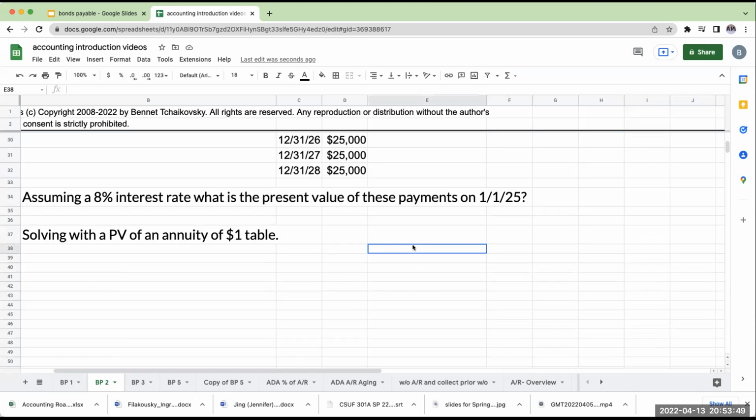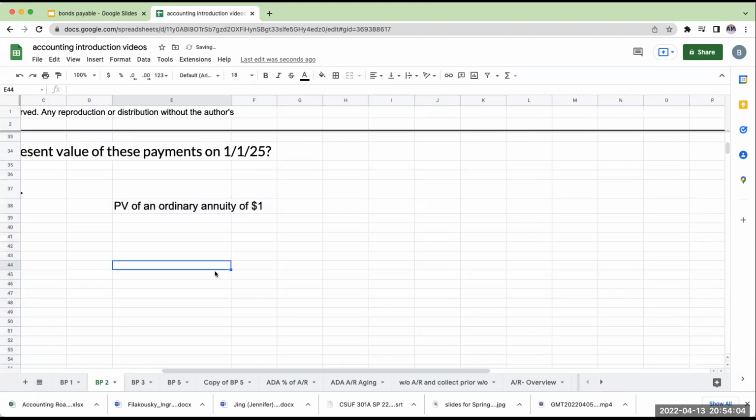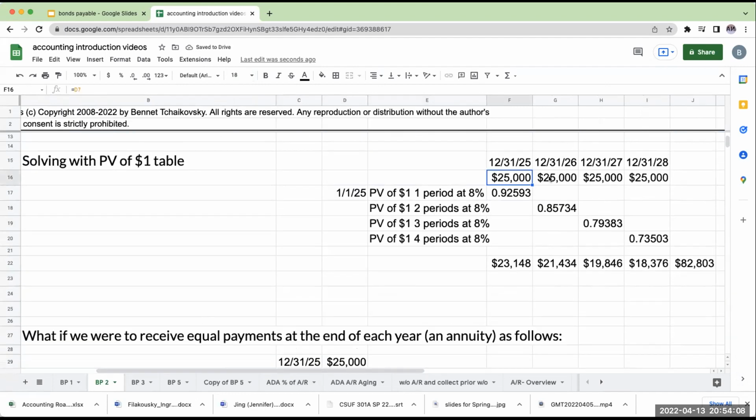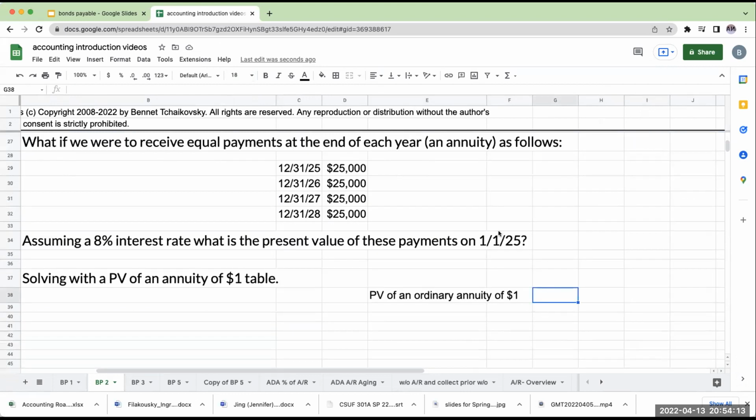And this is called the present value of an ordinary annuity of $1, right? So this is a very, very important table for us. And it's the other table that I suggested at the very beginning of the video that you have handy. The link is below. So if I have the same payment being made every single year, I can take one payment amount, which is going to be 25,000.